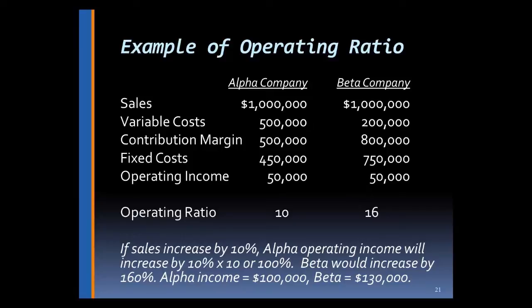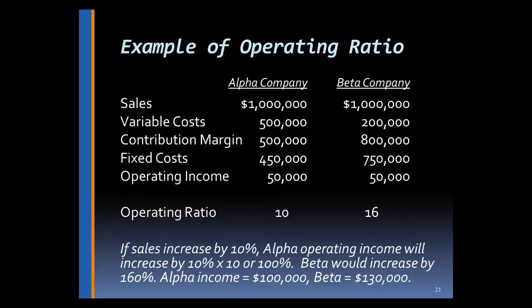Now, here's what happens. As Beta increases their sales in units, they're going to spread their fixed costs over more and more units, which is going to reduce the fixed cost per unit. Now, as Alpha increases their sales in units at the same pace, they're still dragging along a lot of variable costs. So their total cost per unit will not drop as rapidly as Beta's. And so let's see what happens.